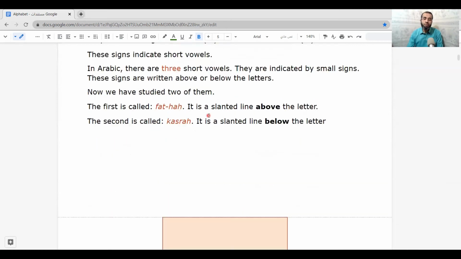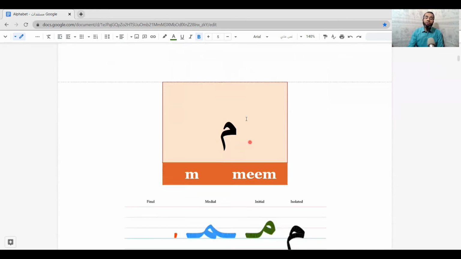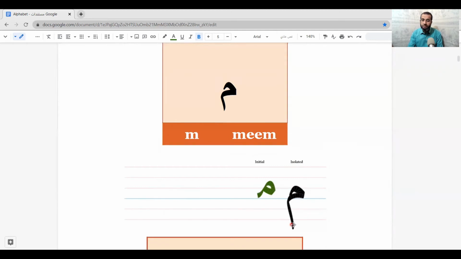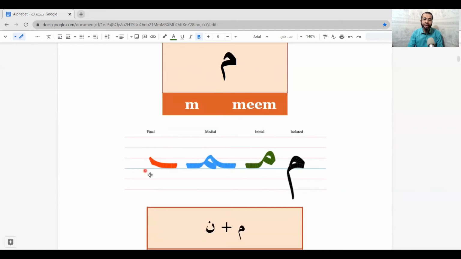Now, let's move to a new letter. It's meem, and its sound is ma. Look, when it's isolated like this, initial like this, and when it is in the middle like this, and when it is at the end of the word, it's written like this.